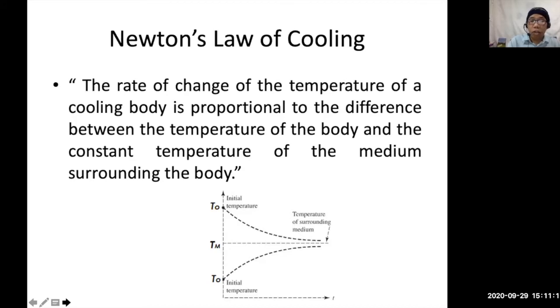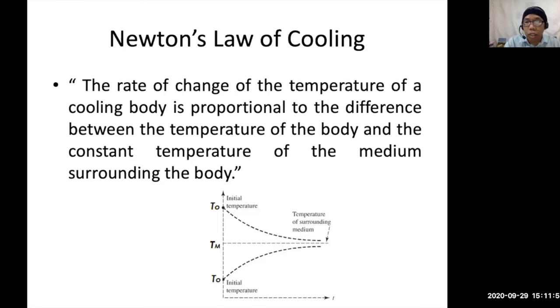So take a look at the illustration here. This is the behavior of how the temperature cools down or decreases. And this is how the temperature increases. Okay, so you have this T sub m. What is this T sub m? This is actually the temperature of the surrounding medium. That's the constant temperature. Okay, so as you noticed, the initial temperature or T sub 0 of a body or substance or anything.